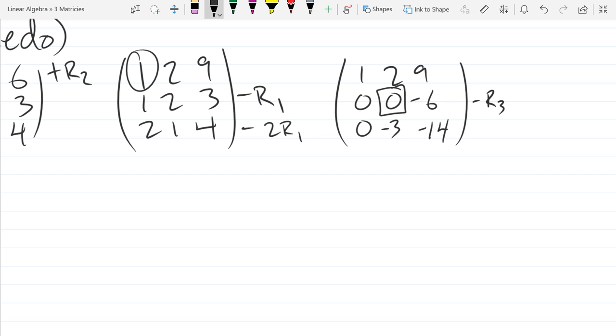row 3. And again, we don't have to clear out the top of column 2. So I'm not trying to go after that 2 in the top like I normally would. Normally I'd be trying to completely clear column 2. I don't need to do that now.